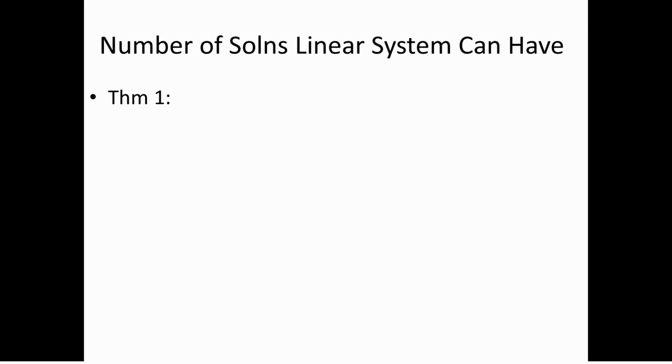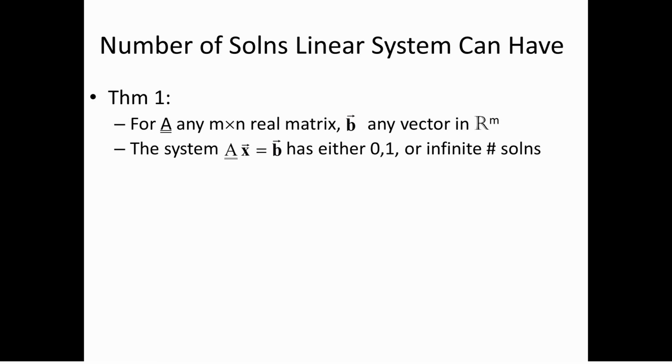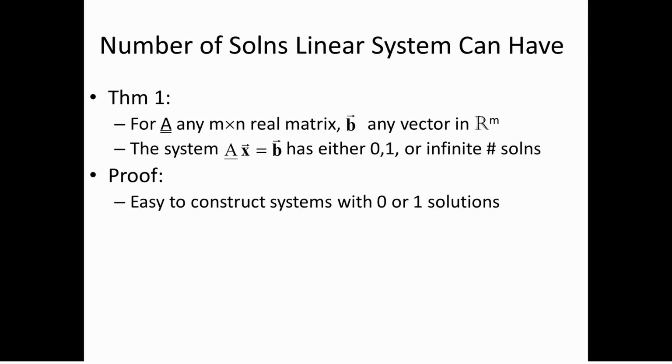The first theorem is going to tell us that for any linear system AX is equal to B, we either have 0, 1, or an infinite number of solutions. And we're going to prove this statement now. So first of all, it's very easy to construct systems that have 0 or 1 solution. So you can do that part. That's not hard to show. So we want to say, okay, suppose we have a linear system that doesn't have 0 or 1. We're going to show that as a consequence it has to have an infinite number of solutions.